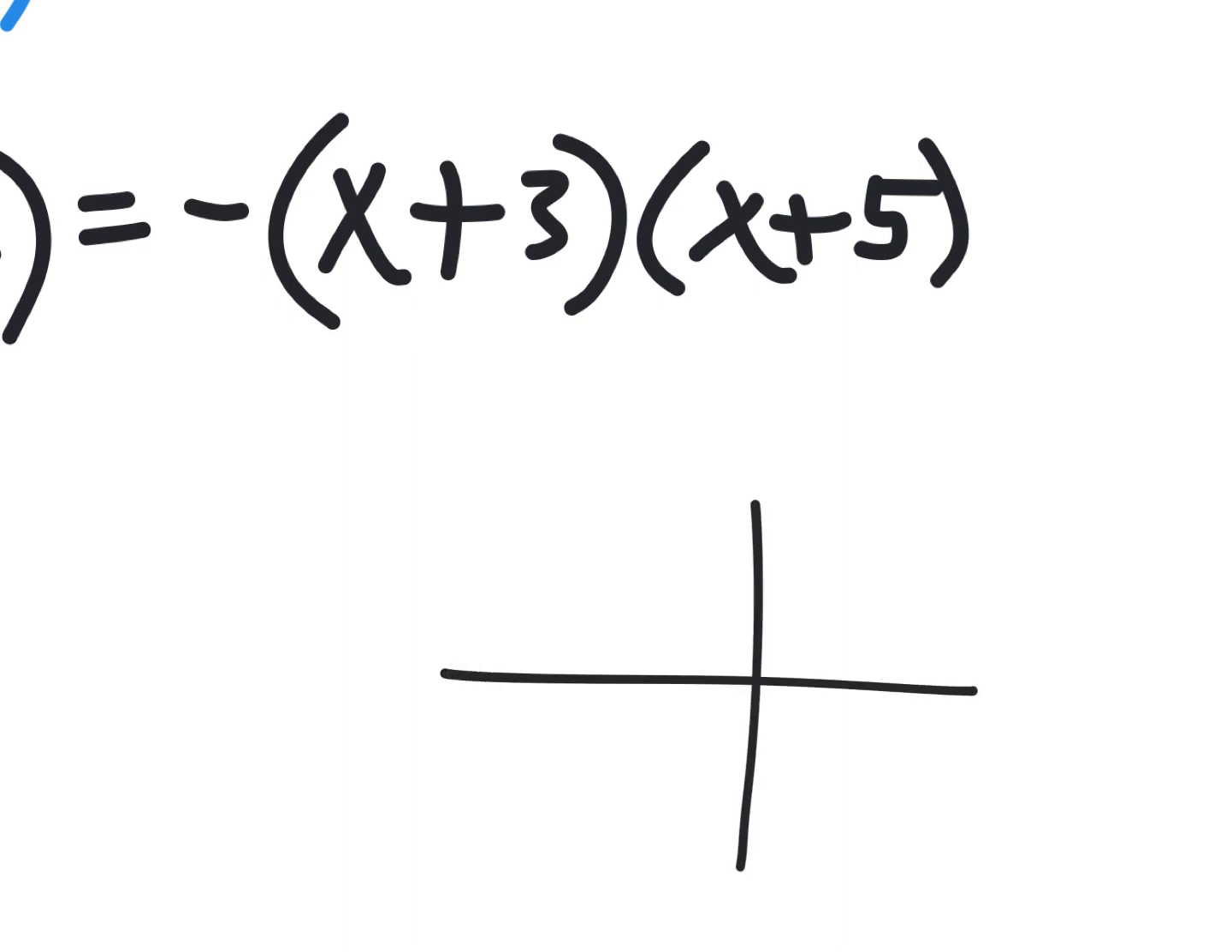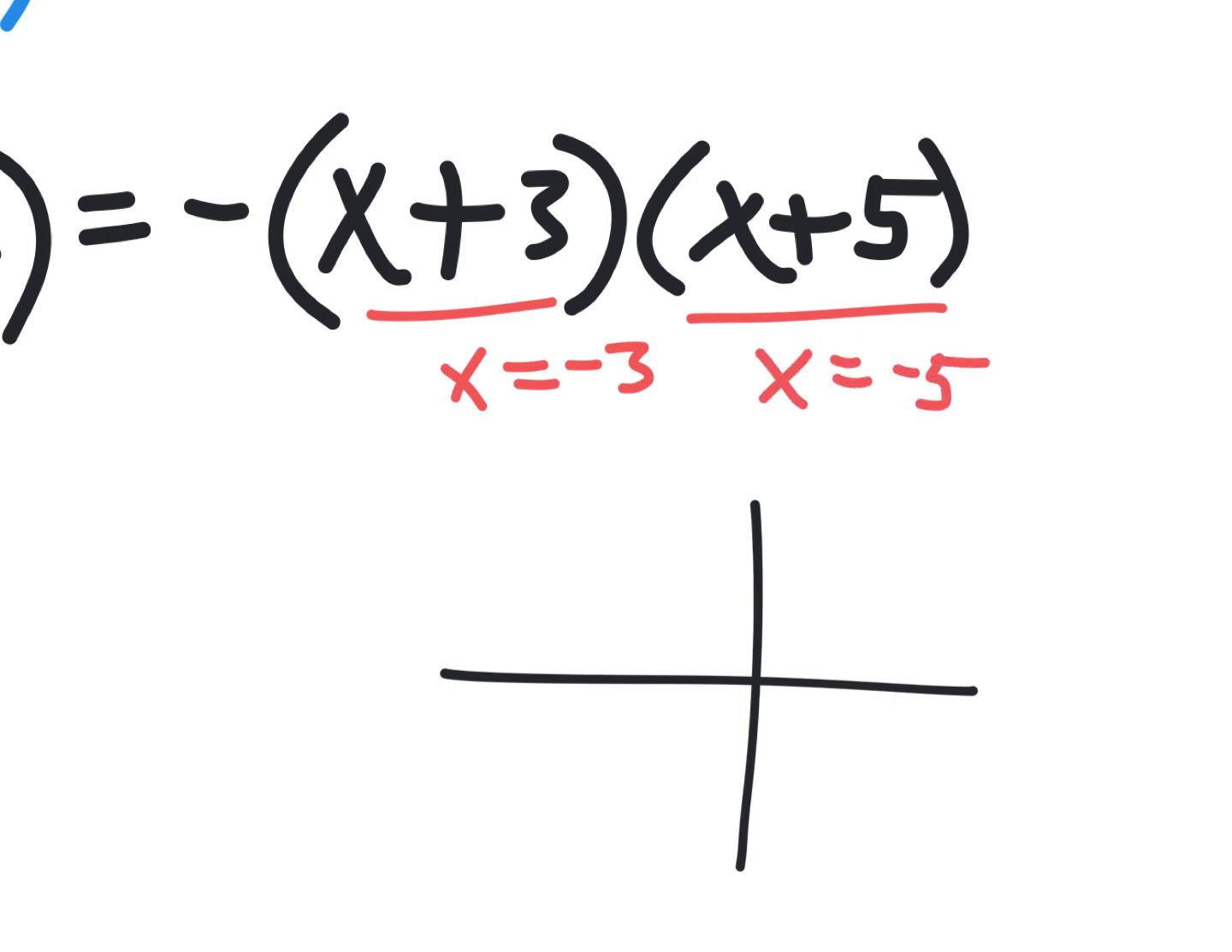That means if I graphed it, I know it's going to hit negative 3 and negative 5. Some people think that the negative affects that. It doesn't. X equals negative 3. X equals negative 5. It's just that here's negative 3 and 5, and I know it's an upside down parabola, so I know it goes like that. That's what that negative in the front does.